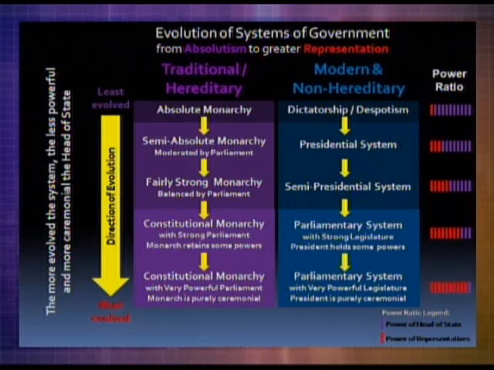And so the evolution of that is that the absolute monarch devolves his powers slowly. Normally, through history, it happens slowly, so that he starts lessening his own powers and gives more powers to that assembly or council. And then moving on to the modern and non-hereditary, this is more like what happened in the United States.